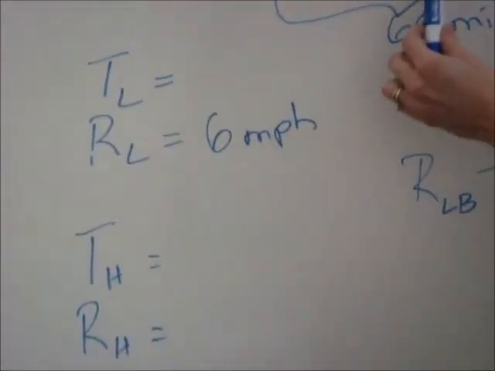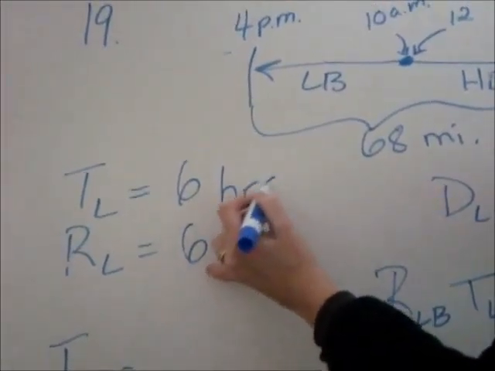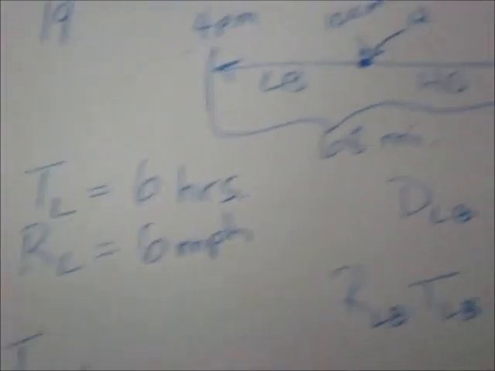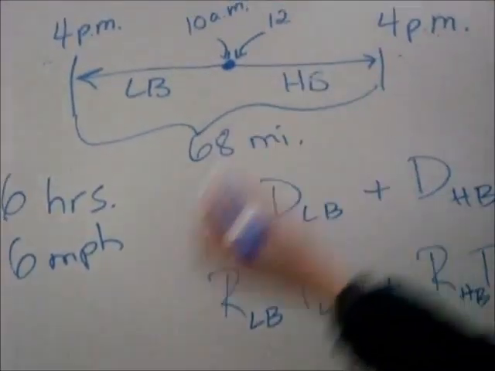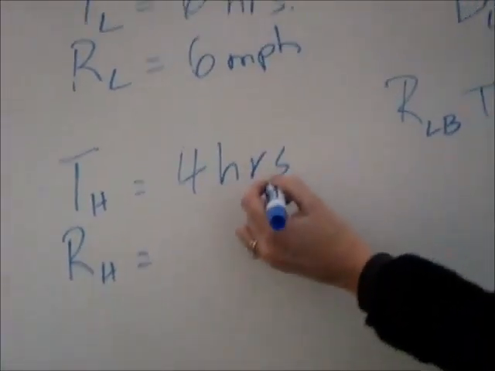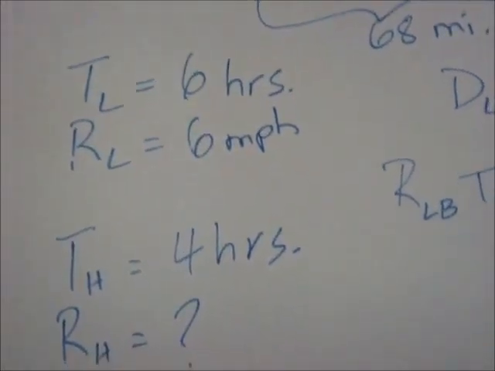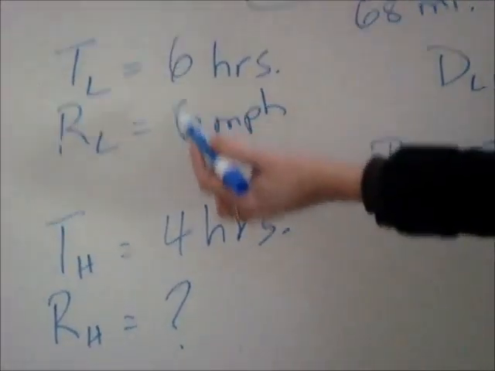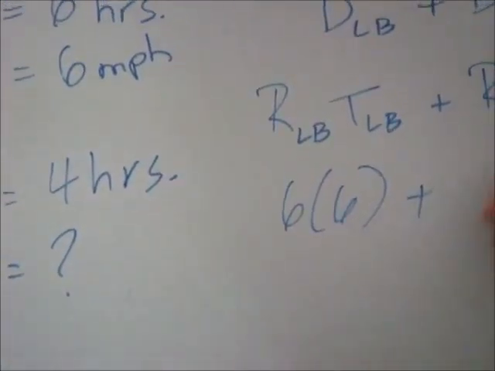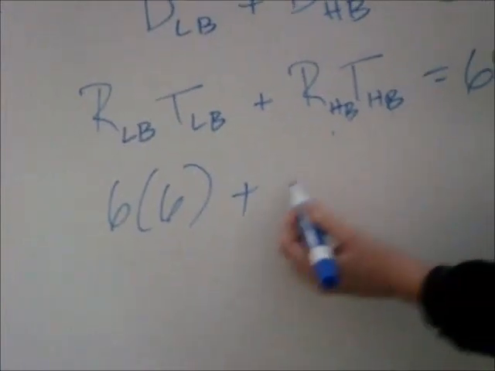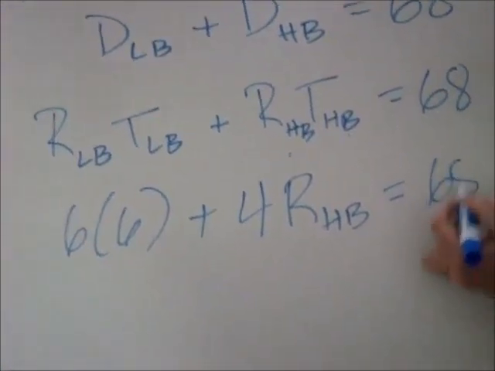Now let's try to figure out the things that we need. The time of Little Bear from 10 to 4 would be 6 hours. The time of Happy Bear is 12 to 4, so it's 4 hours. We don't know the rate of Happy Bear. So that's the only variable we don't know, so we just plug in what we know. So it would be 6 times 6, rate times time. Rate we don't know. We know the time is 4, so it's 4 times the rate of Happy Bear equals 68.